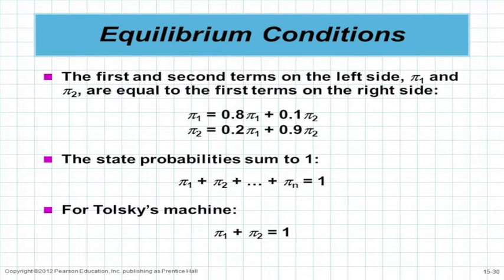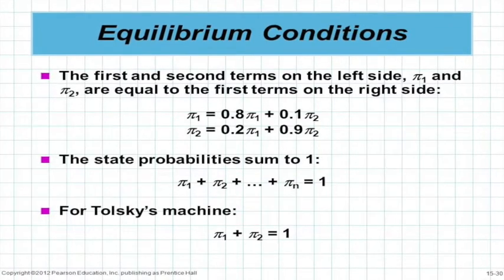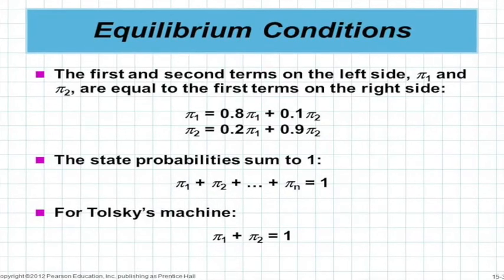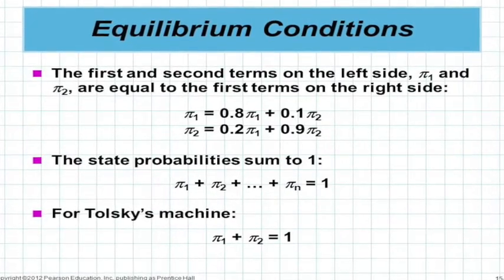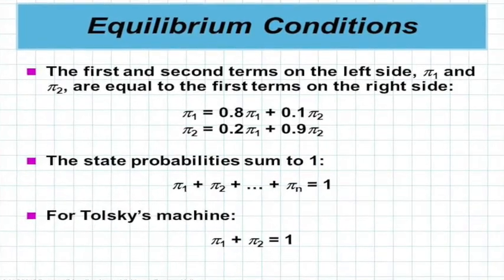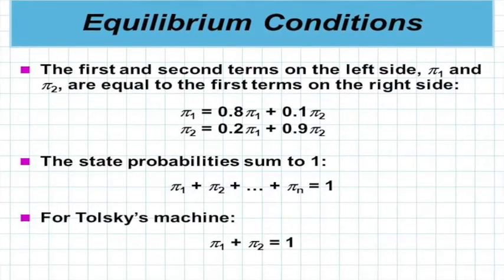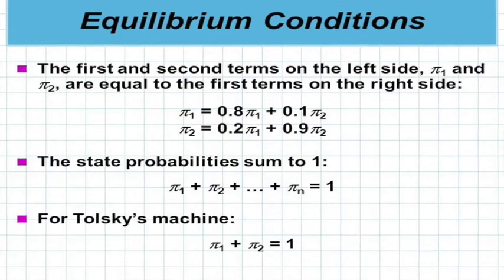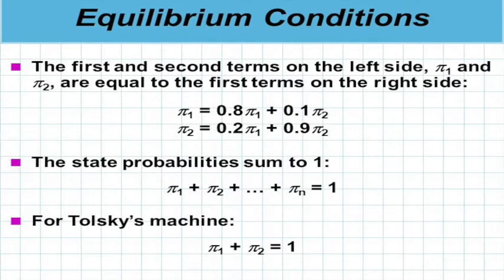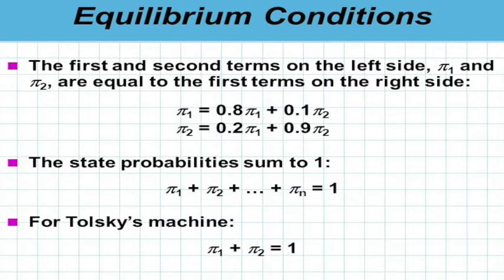The first and second terms of the left side, P1 and P2, are equal to the first and second terms on the right side. P1 equals 0.8 P1 plus 0.1 P2. P2 equals 0.2 P1 plus 0.9 P2. The state probabilities sum to 1. Then all equal 1, right? Well, for the Tolsky machine, we can get the last formula: P1 plus P2 equals 1.